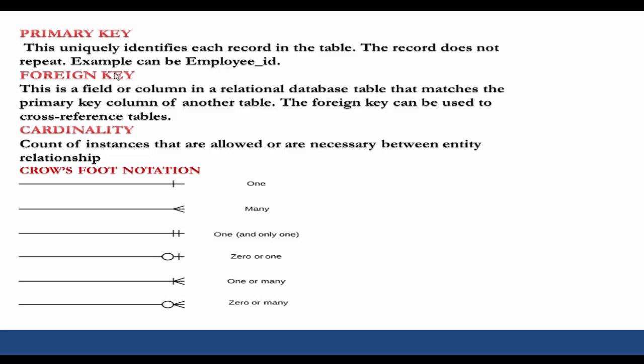A primary key uniquely identifies each record in a table. The record does not repeat. An example is an employee ID. No two employees will have the same ID.